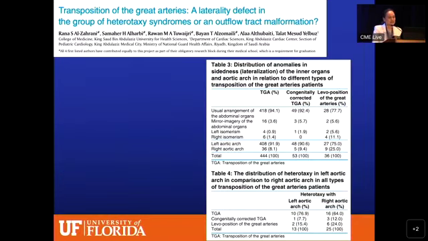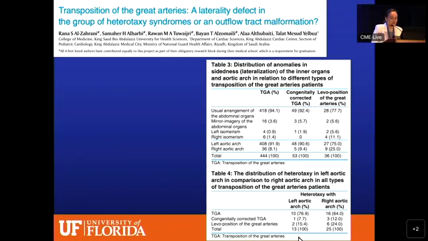There's a study where they looked at all the laterality defects in the group of heterotaxy syndromes or an outflow tract malformation, and this is just to show that in all comers of transposition of great arteries, left atrial isomerism is not associated with transpositions as often as right atrial isomerism. Here too, you could see those heterotaxies with left arch and right arch.